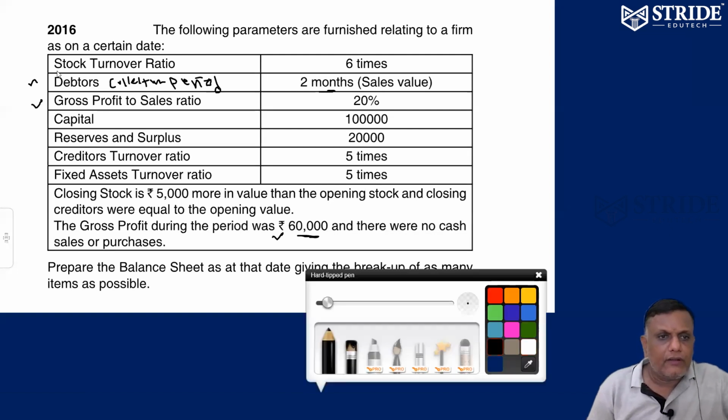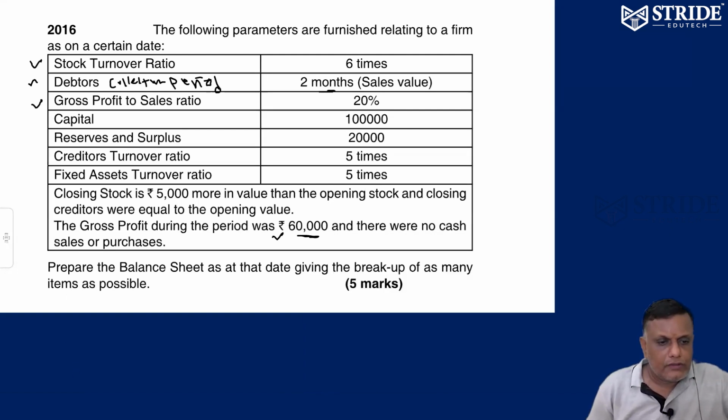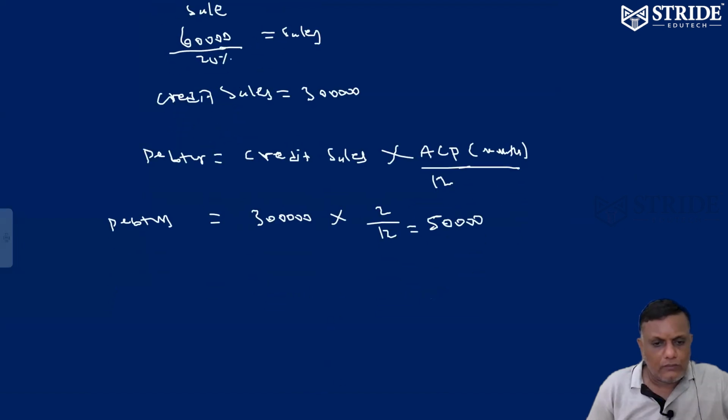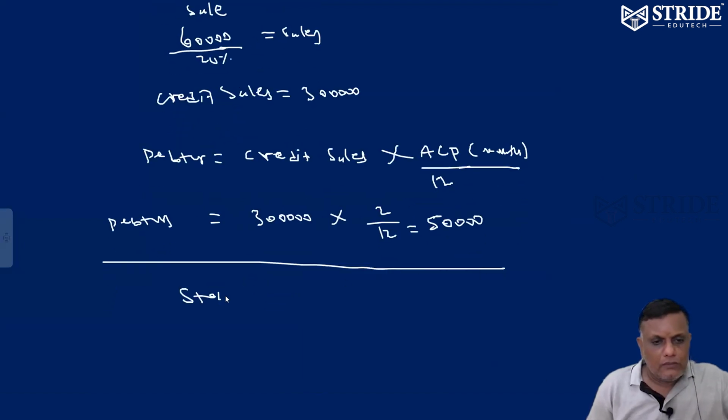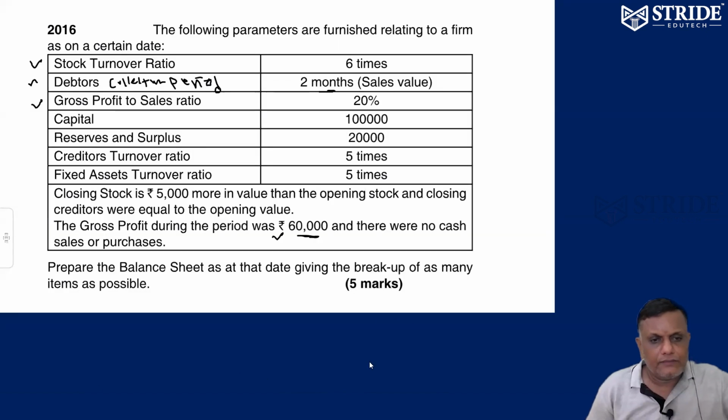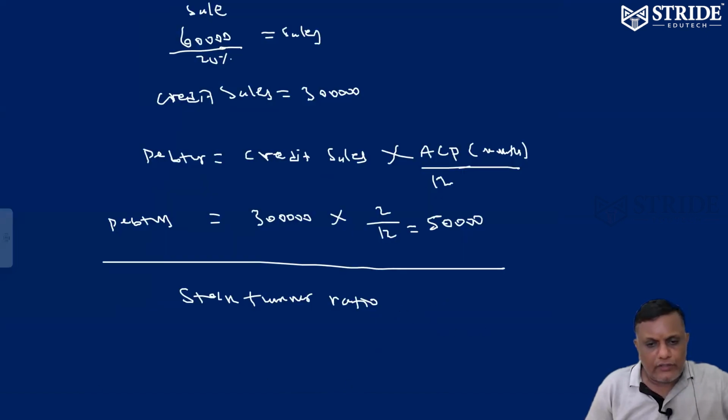Next, my target is on stock turnover ratio. Stock turnover ratio is equal to COGS by average stock. Opening stock and closing stock difference is given here. Yes. Stock turnover ratio is equal to cost of goods sold by average stock.